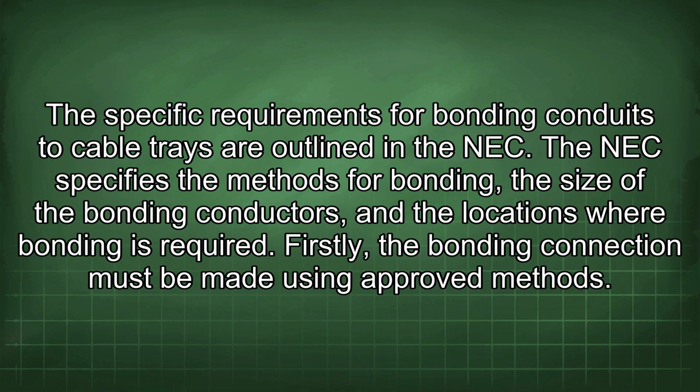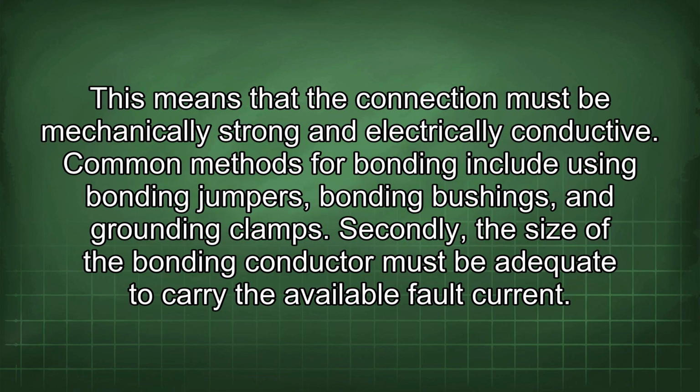The specific requirements for bonding conduits to cable trays are outlined in the NEC. The NEC specifies the methods for bonding, the size of the bonding conductors, and the locations where bonding is required. Firstly, the bonding connection must be made using approved methods. This means that the connection must be mechanically strong and electrically conductive. Common methods for bonding include using bonding jumpers, bonding bushings, and grounding clamps.